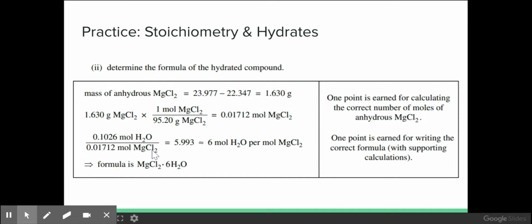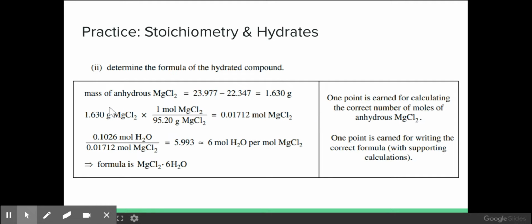It should be a number that is greater than 1. It should be close to a whole number. It could be a 2, a 3, a 4, all the way up to maybe a 5. It comes out to be about 5.993, and that rounds almost wholly to 6. So therefore, the formula of this compound is MgCl2·6H2O. 1 point would have been earned for calculating the correct number of moles in the compound.